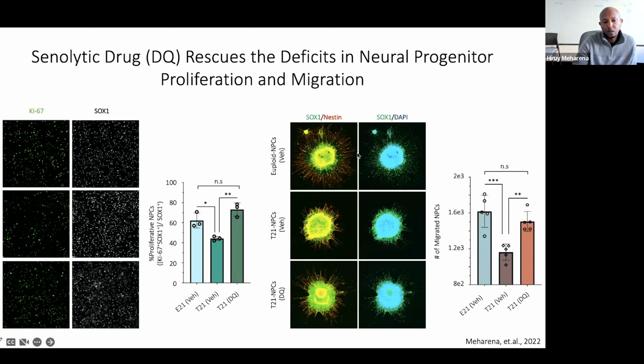And we also performed migration assays. And as you can see here, these are the euploid cells. All of these green dots represent a neuroprogenitor cell that has migrated out of its neurosphere. And as you can see here, there's a significantly reduced number of migratory cells. And after dasatinib and quercetin treatment, we're able to see that we can ameliorate at least the distance that each cell is migrating, even though the number is still slightly less than what we would expect for the euploid samples.